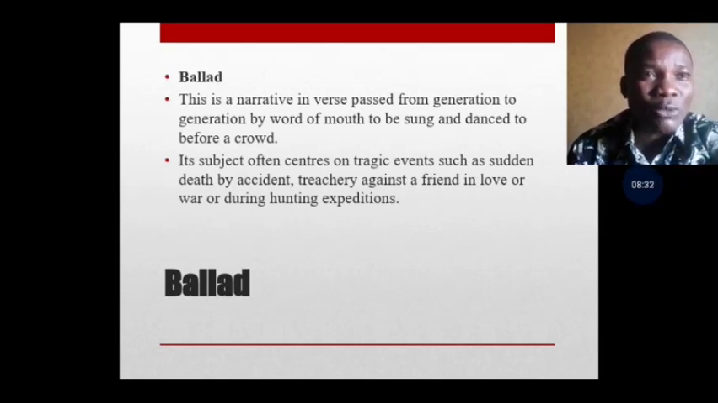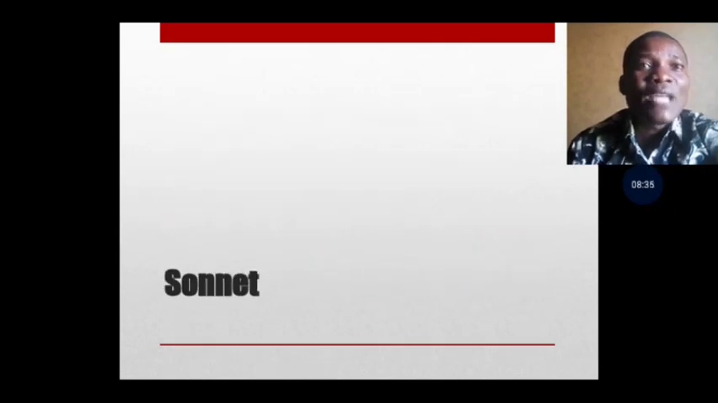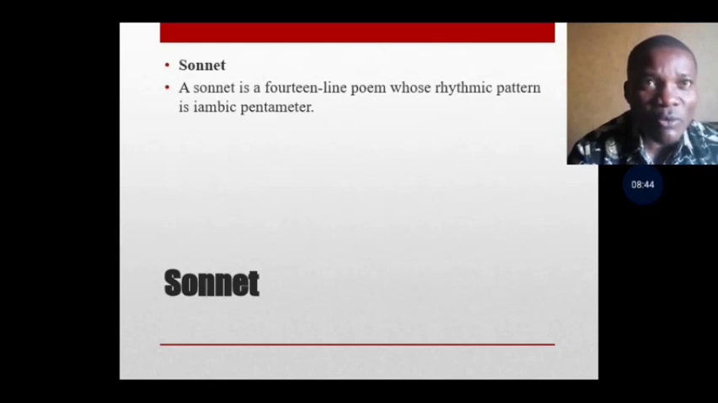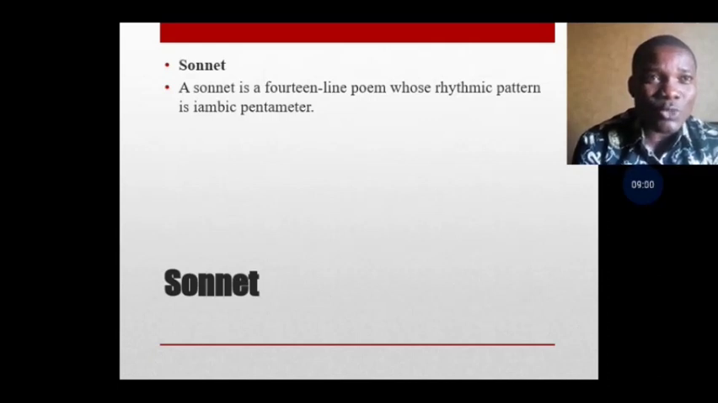Then another type of poem is sonnets. A sonnet is a poem of 14 lines whose rhythmic pattern is iambic pentameter. Iambic is a system of writing where you have two metrical feet. If, for instance, in English, you will call it two syllables, where the first is unstressed, followed by the second, which is stressed.